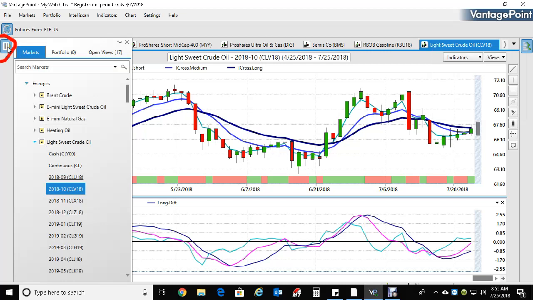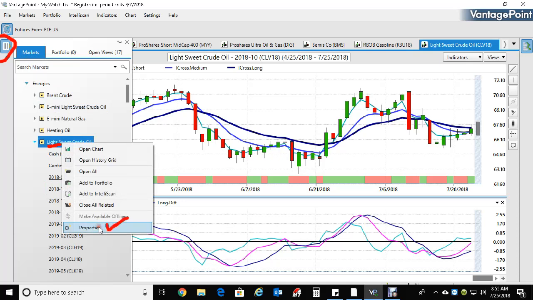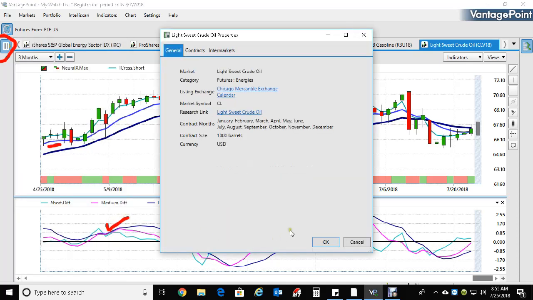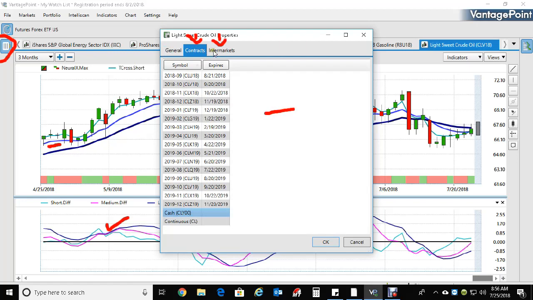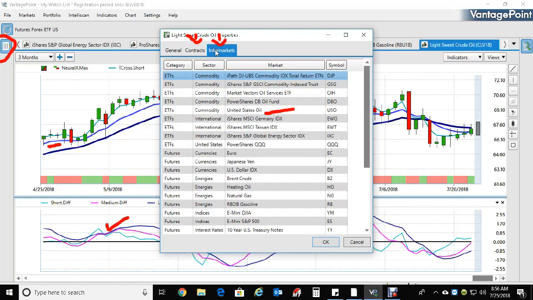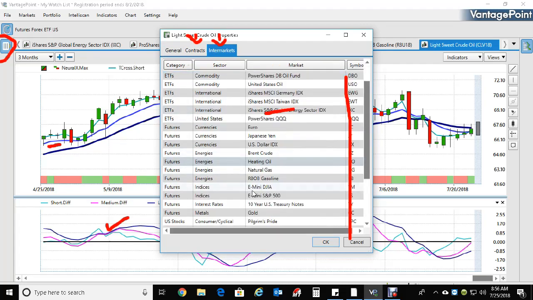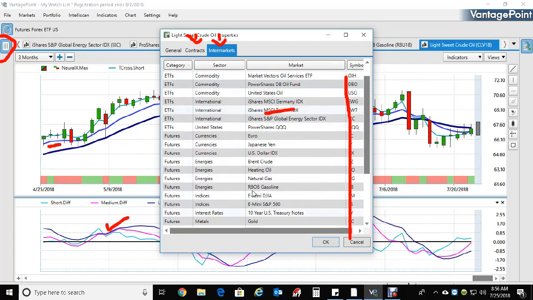Yes, great question. For the light sweet crude oil, you can right click over it, go to properties, and then here you have the general information. It will take you to a research link. It will give you the information of the contract and the intermarket. So basically, the 31 markets are taken into consideration, yes.